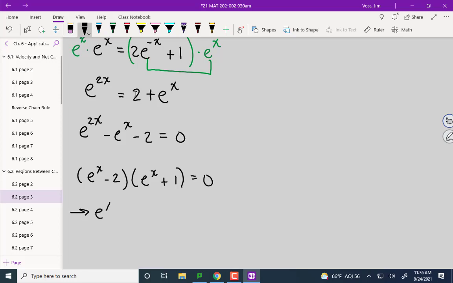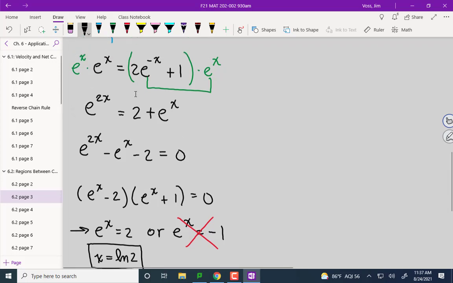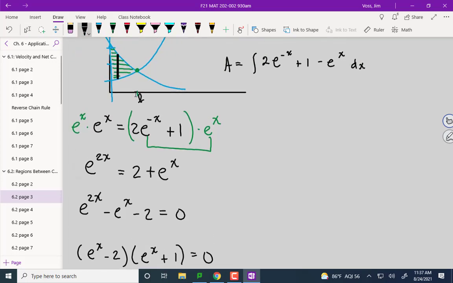This tells us that e to the x is equal to 2, or e to the x is equal to negative 1. Can e to the x be negative 1? No. No way, right? E to the x is always above the x-axis if we graphed it, so that is no solution. And this one, if we take the natural log of both sides, we get natural log of 2. That will be the right intersection point of those two curves. So this right here is natural log of 2. And now we're good to go.